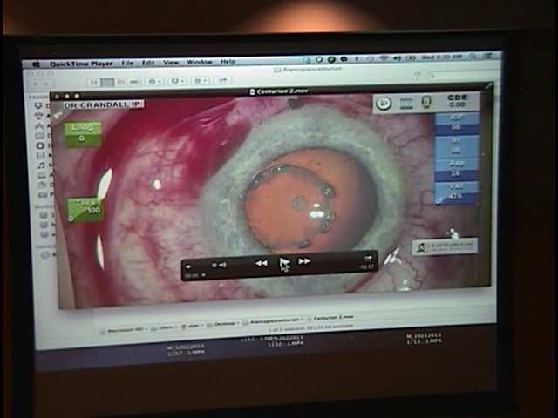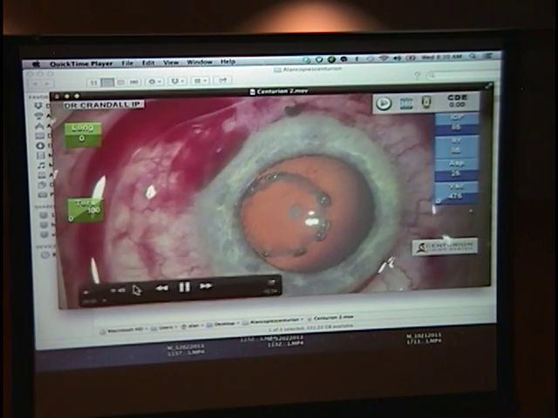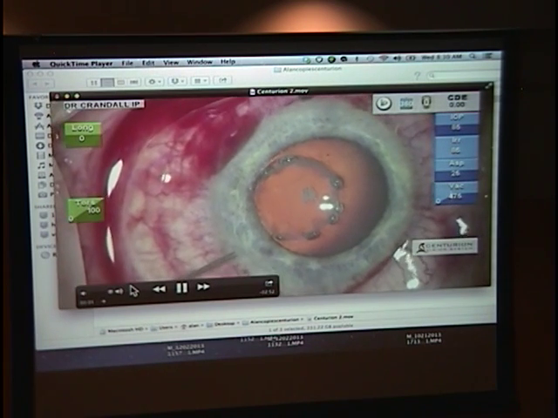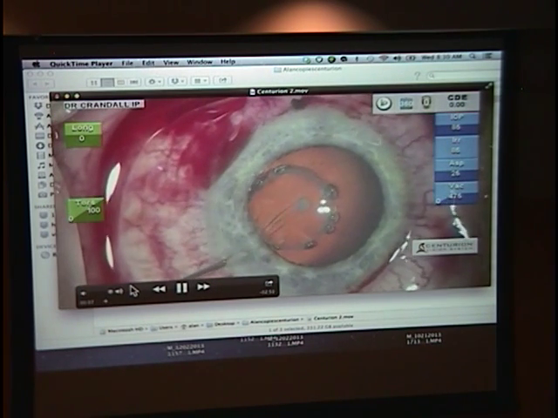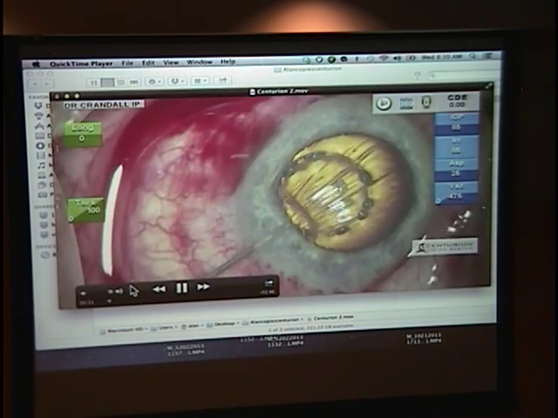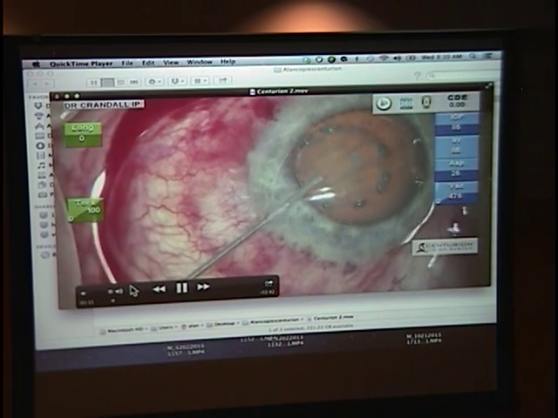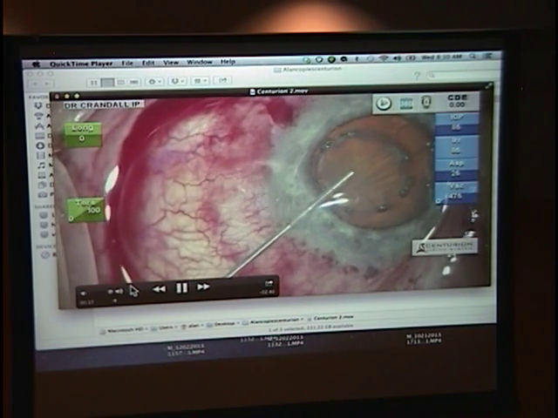So this is the case. I just thought you might be interested to see where I think there's some value in the femtosecond. Now watch the lens as I go across here. You'll see that the first part, I'm going to have a little trouble because it's fairly shallow. And watch the lens go back and find its correct position.